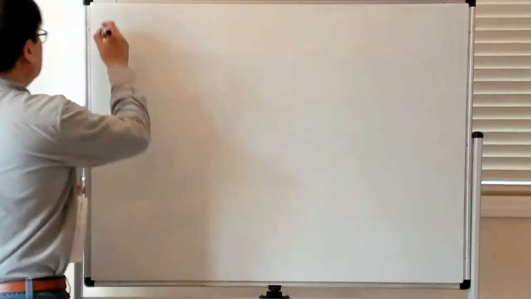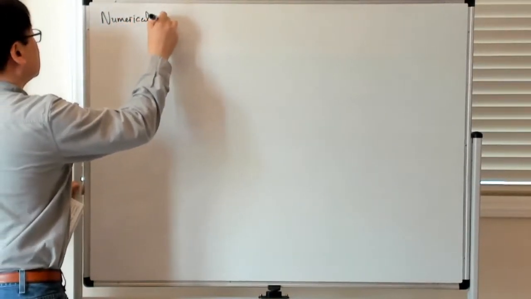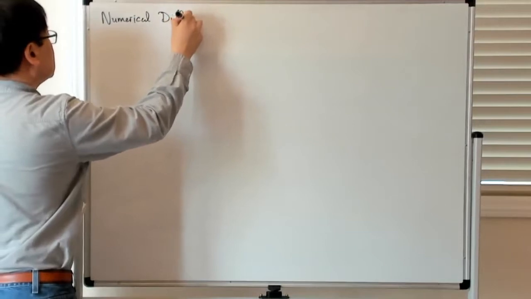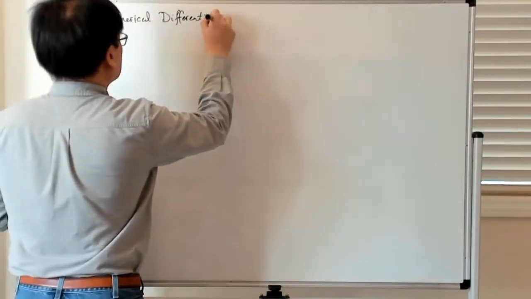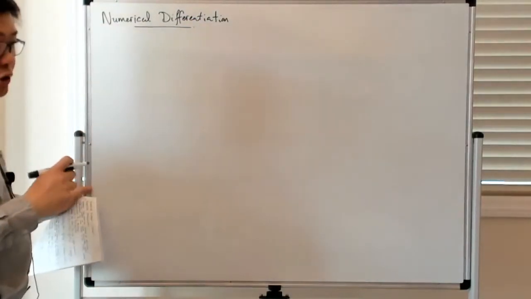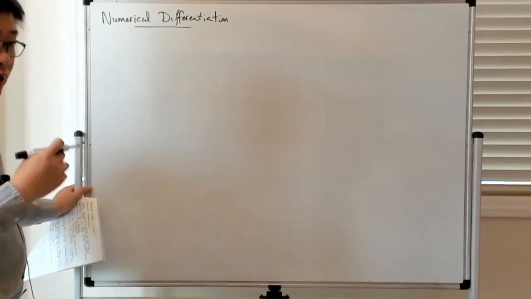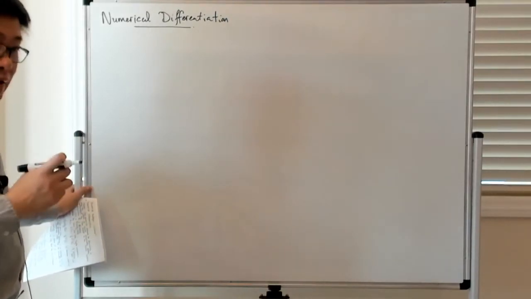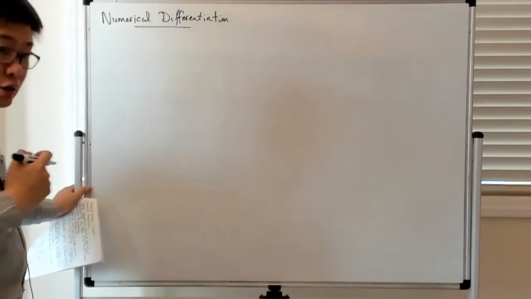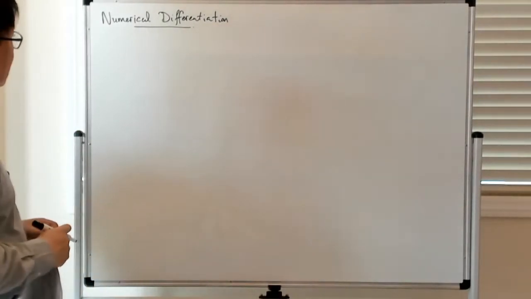Okay, so now we're going to talk about numerical differentiation. And the basic idea, if you will, is that you're going to try to extract some approximation of the derivative of a function at a point when you only have access to the function values at a discrete set of points as opposed to the analytical expression for the function.